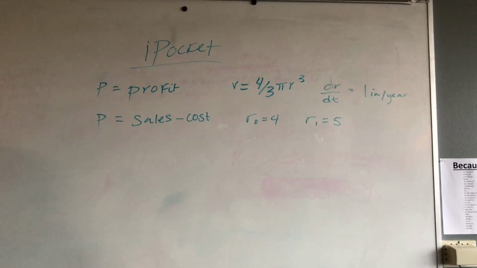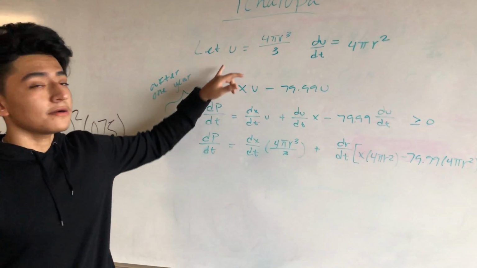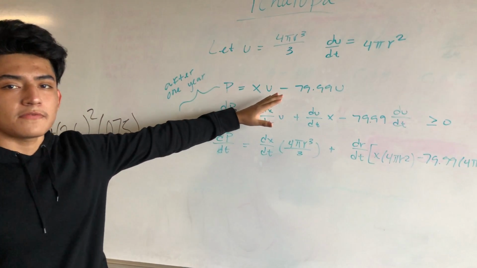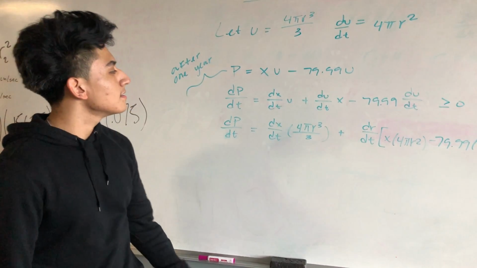Then we need to add. What you just saw are all the knowns. Now we're going to try to actually solve the problem and figure out what the rate should be so that he does not lose money.